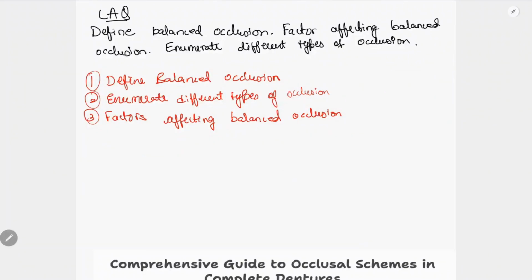Hello everyone, this is the next and the most commonly asked LAQ in your exams, that is definition of the balanced occlusion, factors affecting balanced occlusion, and to enumerate the different types of complete denture occlusal schemes. So how will we move ahead with the answer? First we'll define balanced occlusion, then we'll discuss and write the different types of occlusion, and then we will write the factors affecting the balanced occlusion.